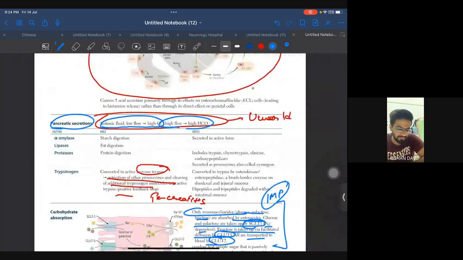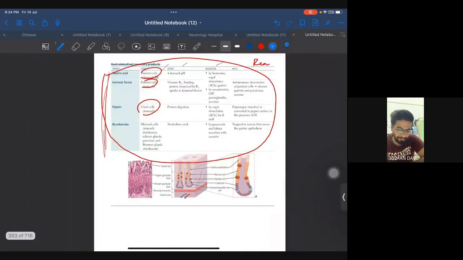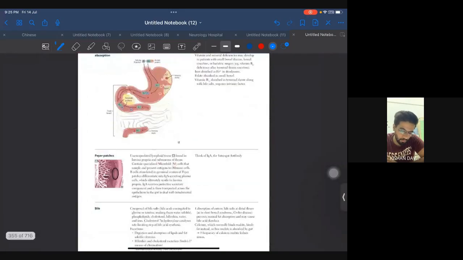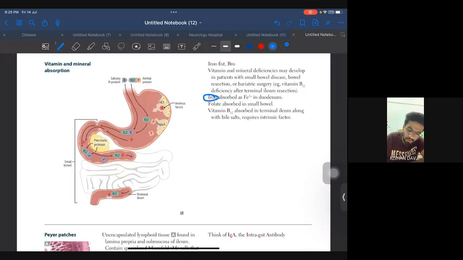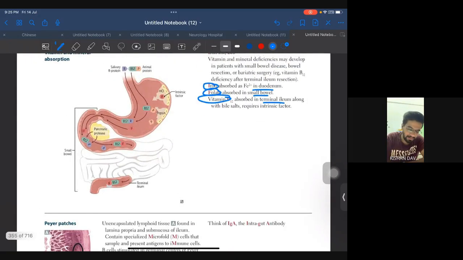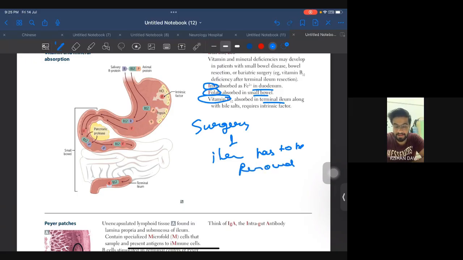In physiology, they won't ask more in detail except the hormone part, so just remember the hormones. Vitamins: they will ask where is iron absorbed? Duodenum. Folate absorbed? Small bowel. B12 absorbed? Terminal ileum. That's it. And they won't ask directly. They will give you a case where there was surgery and the ileum had to be removed. Now, what will be the deficiency? The deficiency is B12 deficiency.